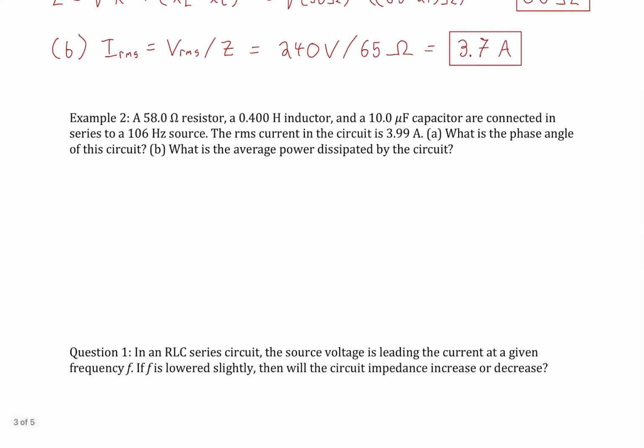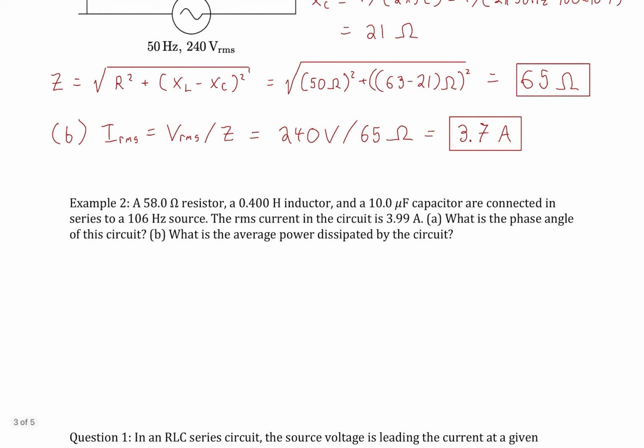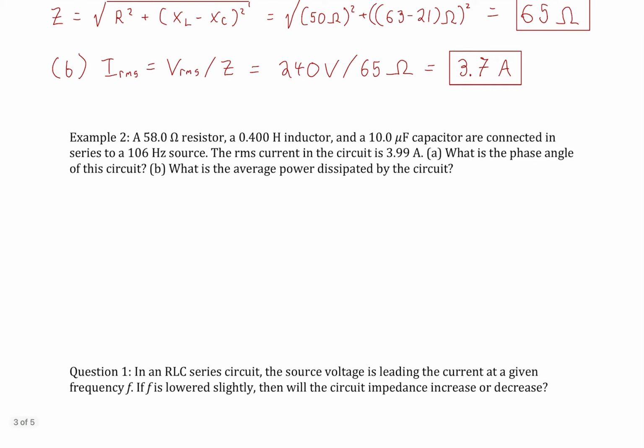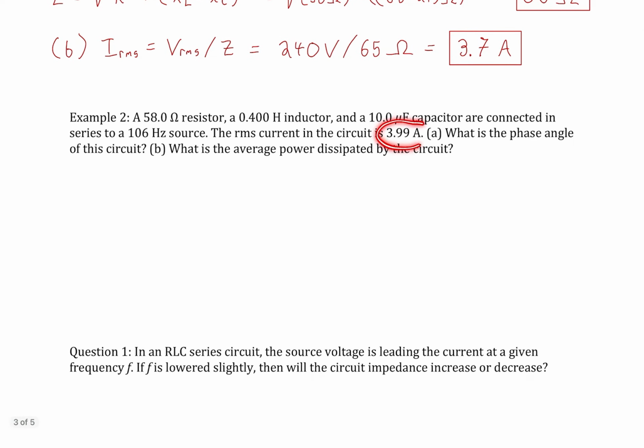A 58 ohm resistor, a 0.4 henry inductor, and a 10 microfarad capacitor are connected in series to a 160 hertz source. The RMS current in the circuit is 3.99 amps. What is the phase angle of this circuit? Okay, so we certainly could have solved for the phase angle in the previous example. We weren't asked for it. So example 2 is very similar, just asking for slightly different information and being given the RMS voltage, or rather current instead of voltage.